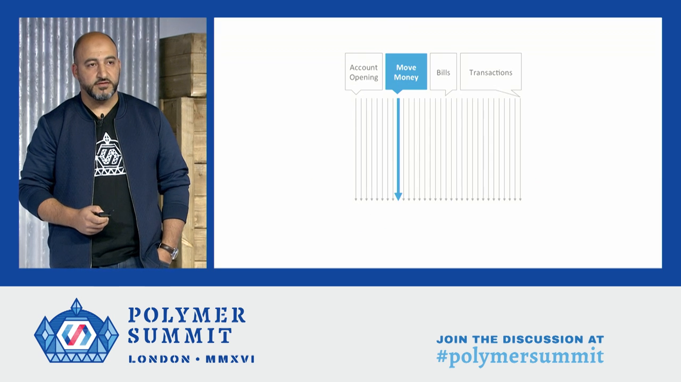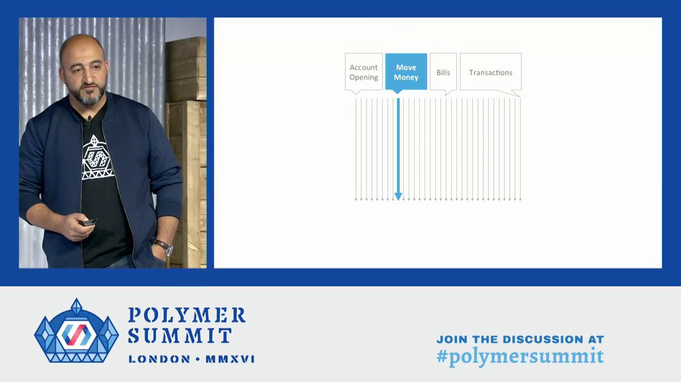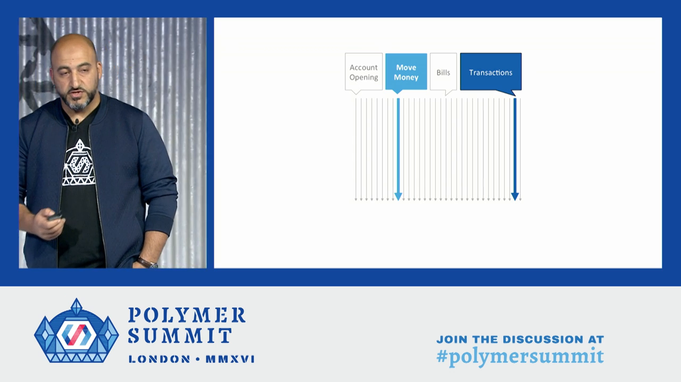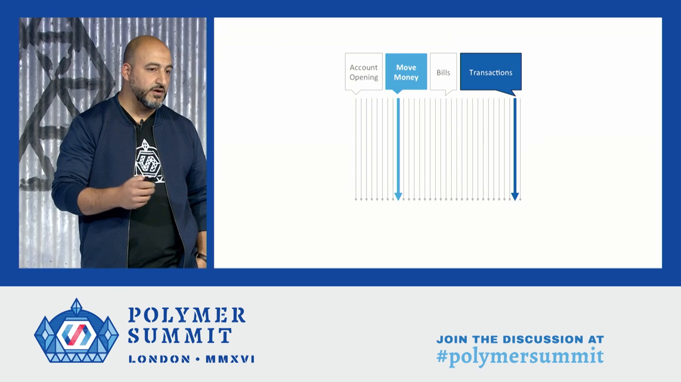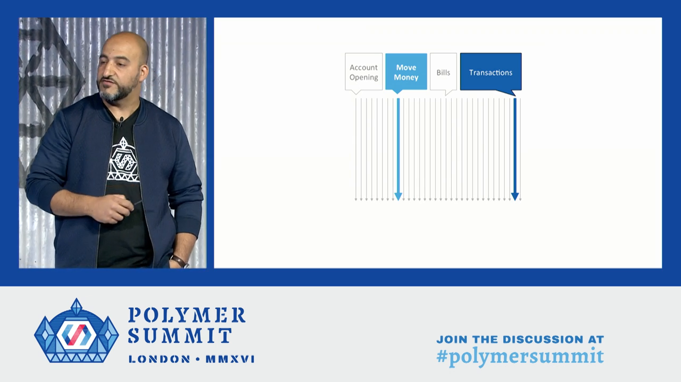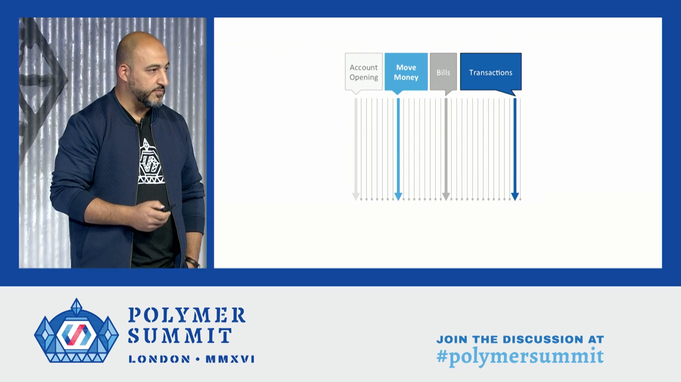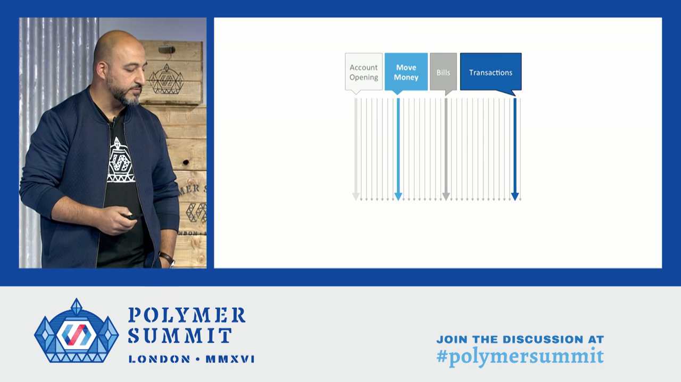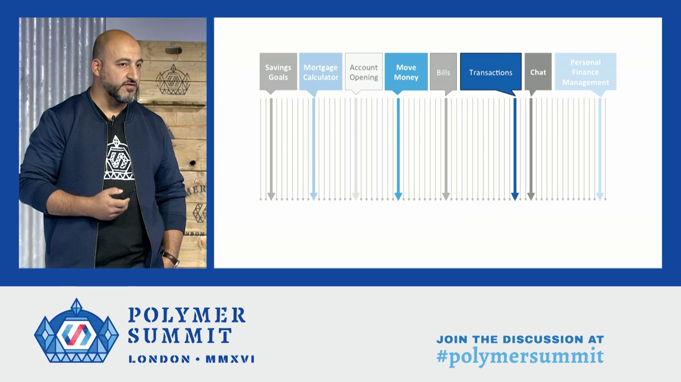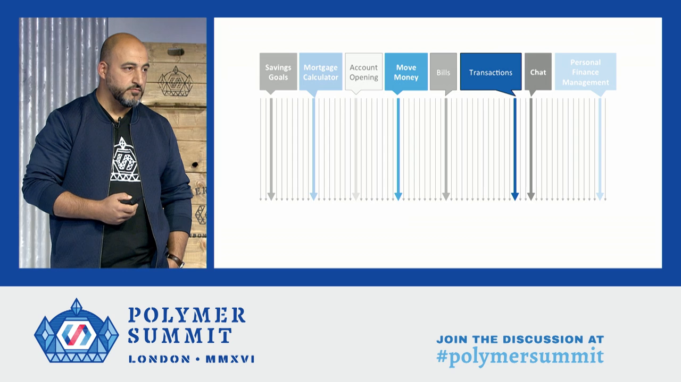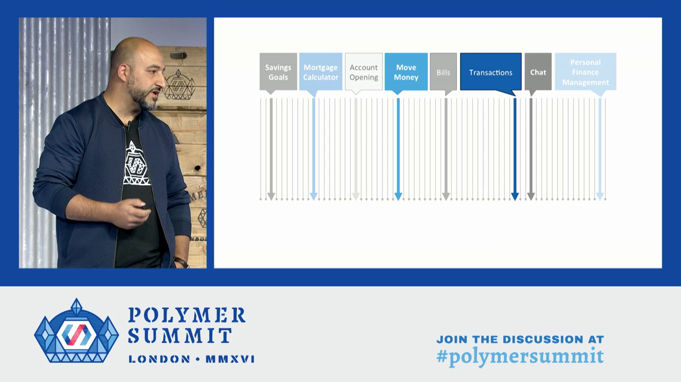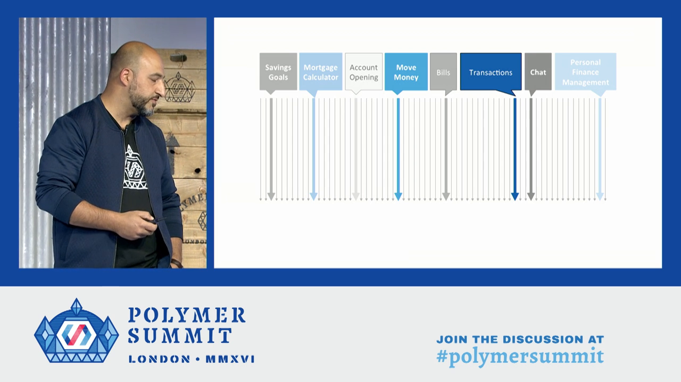So now what does that mean? Let's go back to this scenario. When we do move money and we do the transactions project, they're not coinciding and they're not contending for resources. Bills can also go in parallel and have more concurrent development. In fact, we can have a lot of concurrent development, because the architecture is broken up. We don't have a monolith per se.